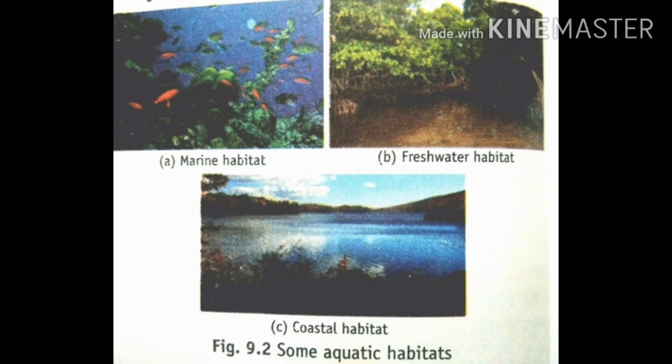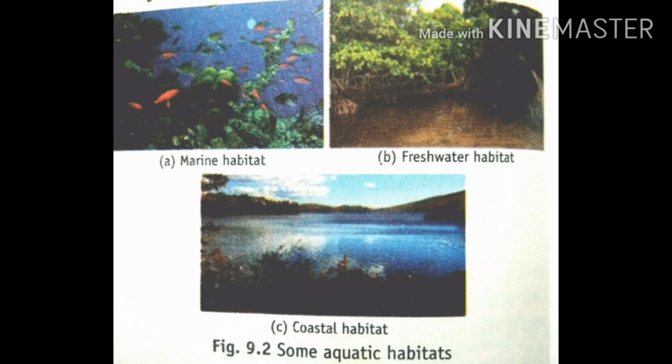Next one, aquatic habitats. The habitats of plants and animals that live inside the water are called the aquatic habitats. Aquatic habitats can be classified into a few more types. One is the marine habitats, second one freshwater habitats, third one coastal habitats.